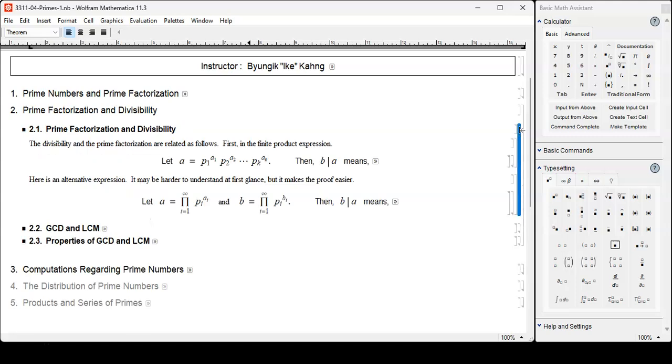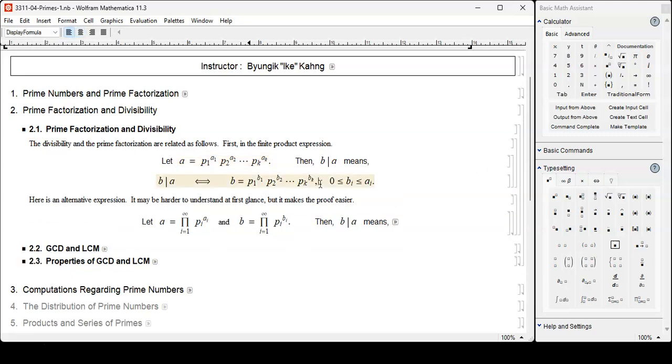Divisibility and prime factorization are related, of course. Here's one way to express the relation. Let A be this prime factorization, and A is going to be the dividend. B divides A means B has this prime factorization, with no other prime factor. So A has p1 through pk, the dividend. The divisor cannot have any other prime factor, and the powers must be less than or equal to the powers of A.